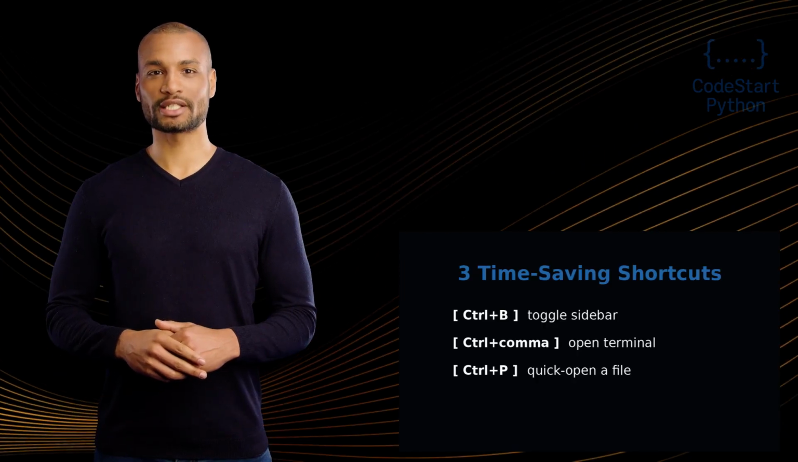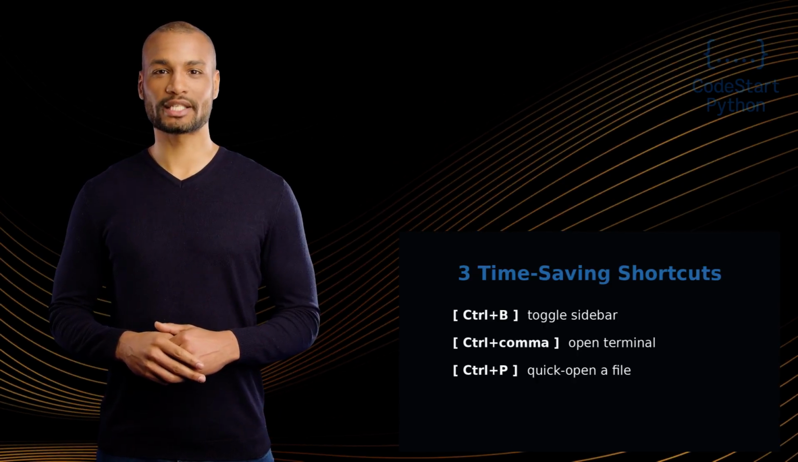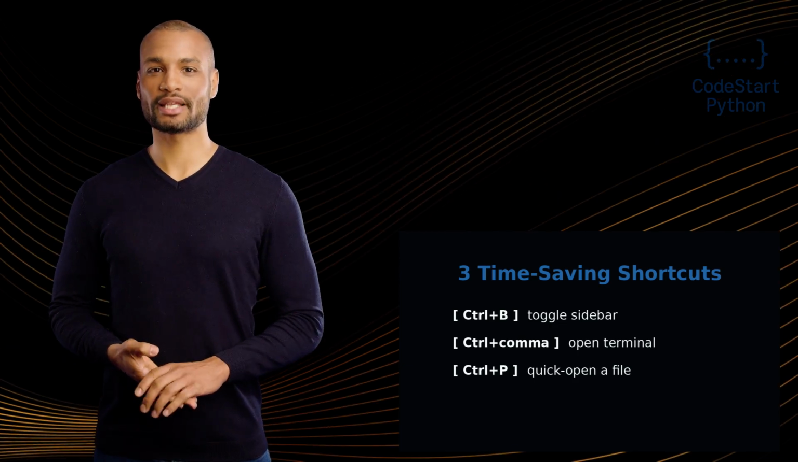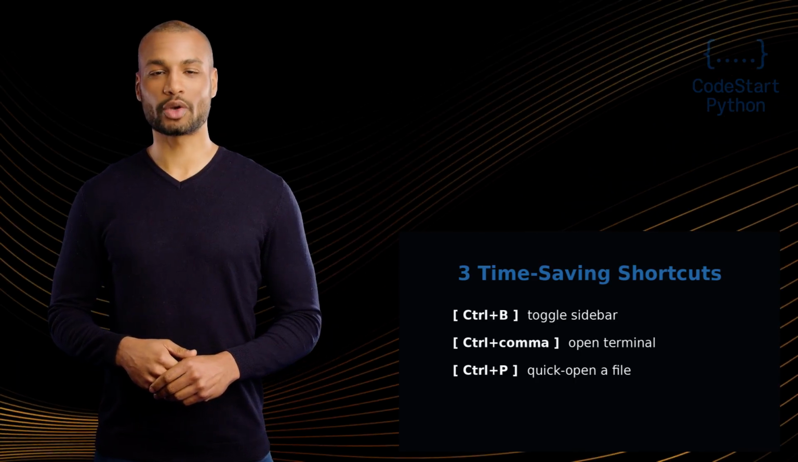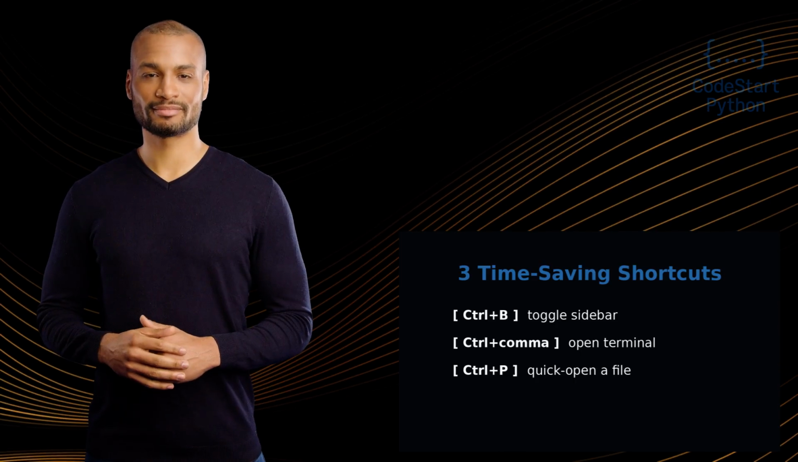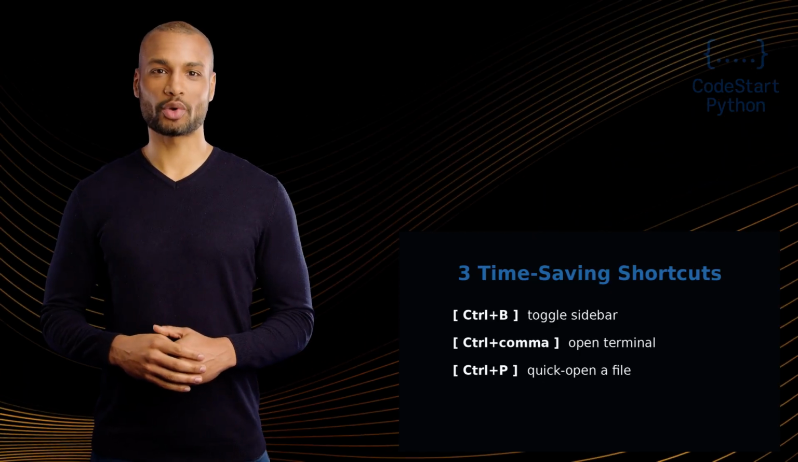Memorize 3 shortcuts today. Ctrl-B toggles the sidebar. Ctrl-backtick opens the integrated terminal. Ctrl-P quick opens any file by name. These save hours over a year of coding.